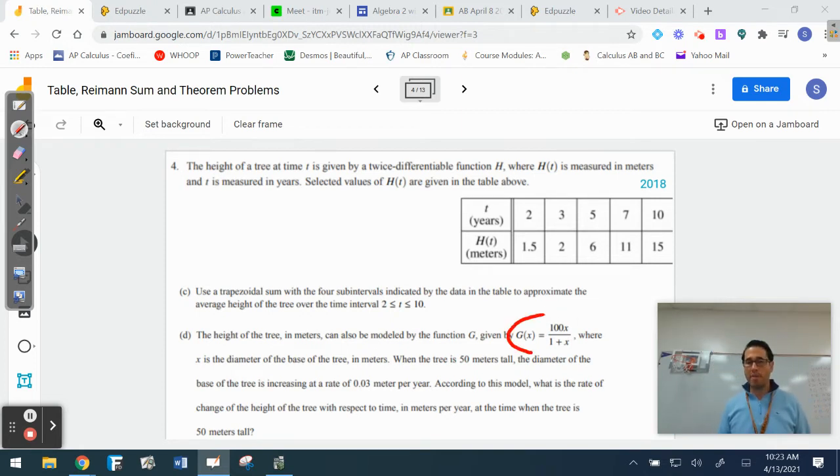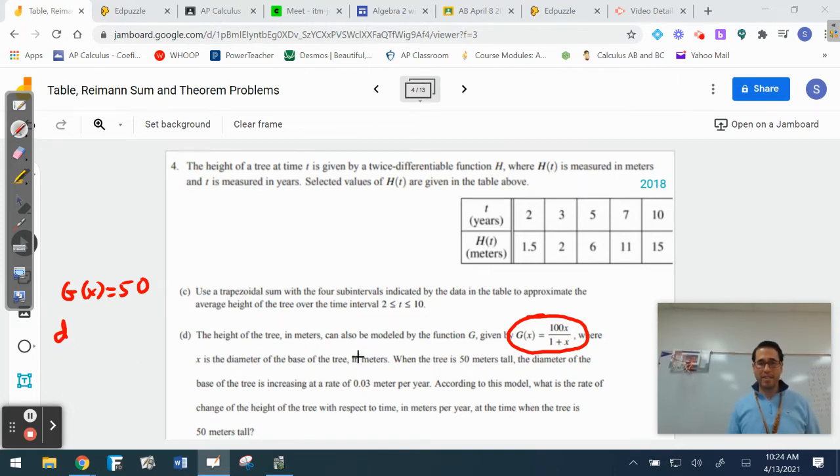So it's also modeled by this fancy equation, where x is the diameter of the base of the tree in meters. When the tree is 50 meters tall, the diameter of the tree is increasing. Remember, I taught you guys all the time in class to write down off to the side the information it gives you anytime we deal with rates. So what do we have? We got when g of x equals 50, the diameter of the base of the tree is increasing.